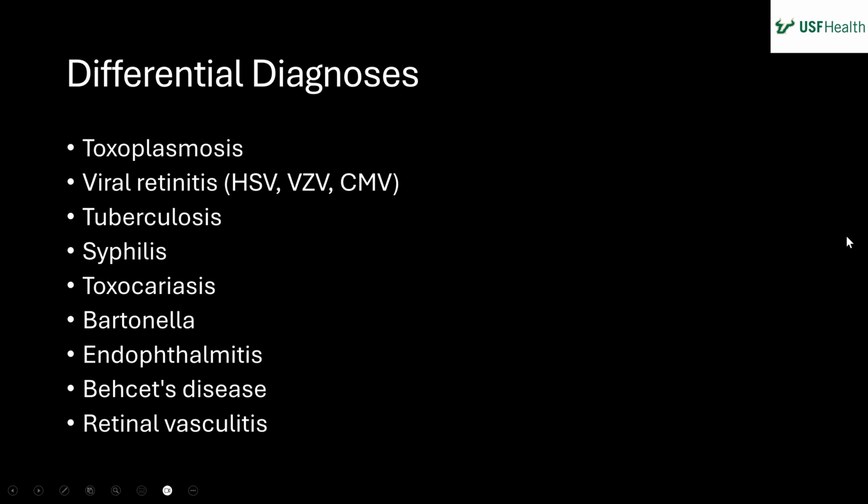Yeah, so for my differential, my number one would probably be toxo, or it could be ARN or PORN or some other uveitic process, syphilis, histo, just like a histo spot. I don't know, but I would say my top would be toxo. Very nice, good. And then you could also consider some autoimmune stuff as well, Behçet's and retinal vasculitis.